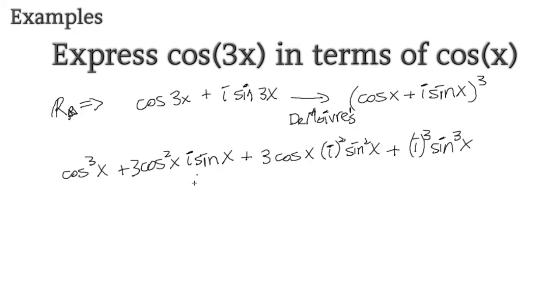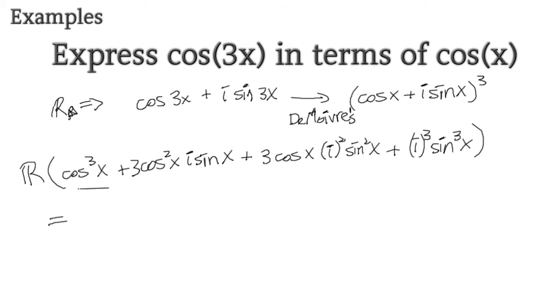And now remember that the solution that we're looking for is the real part of this complex number. And this complex number is the same as this massive expression, which means that if we take the real part of this whole thing, we should get cos of 3x.